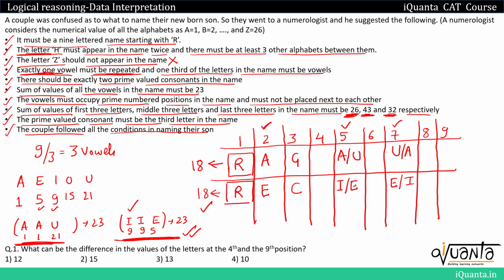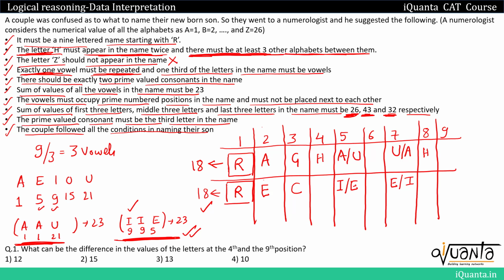Then we were told that in the second clue letter H must appear in the name twice and there must be at least 3 other alphabets between them. So if we put first H at position number 4 over here, next H must be at position number 8. This is a possibility. And if I put H at position number 6, then the next H must be at position number 10, but there is no such position number 10 over here, so that means the only places for alphabet H will be 4 and 8 only. So now we have also fixed the position of H.